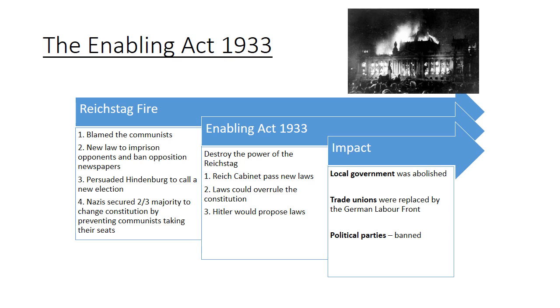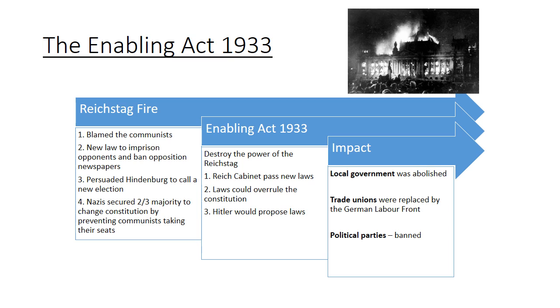So they passed the infamous Enabling Act of 1933, which pretty much enabled Hitler to do what he wanted, and it destroyed the power of the Reichstag. So basically the Reich cabinet, which is basically Hitler's henchmen, could pass new laws. These laws could overrule the constitution, and Hitler himself could propose any law. So effectively, from this point, democracy, as we would know it in Germany, ceased.